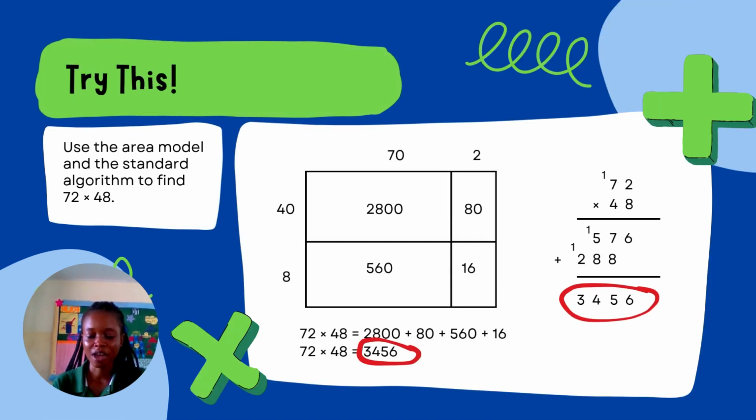If you have done your calculations, this is the calculation on your screen, see if you are correct. Using the area model, 70 and 2, 40 and 8. 40 times 70 is 2,800, 40 times 2 is 80, 8 times 70 is 560, 8 times 2 is 16. Then we add up what we have: 2,800 plus 80 plus 560 plus 16. That will give us 3,456. If we use the standard algorithm, we'll have the same answer, as you can see on the screen.